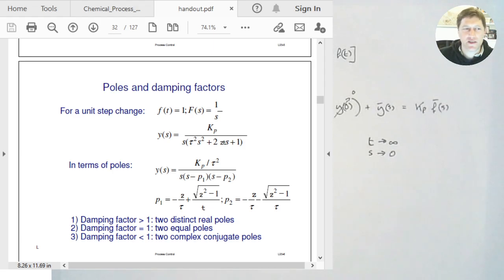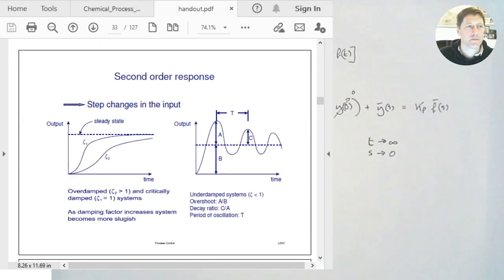Now if zeta is greater than 1, then zeta squared is greater than 1, and this value zeta squared minus 1 is a positive number, so you get a real number when you take the square root. So if the damping factor zeta is greater than 1, you have two distinct real poles. If the damping factor is equal to 1, then zeta squared minus 1 is 0, and so then you have two equal poles. And if the damping factor is less than 1, then this becomes a complex number and you have a pair of conjugate poles. So there are three distinct scenarios which will affect the behaviour of the system. And we can see how the system responds accordingly.